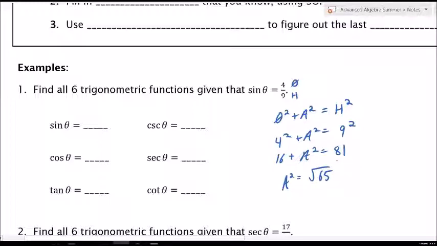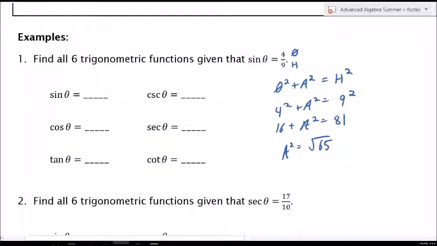So it's not divisible by 2, not divisible by 3. If we try dividing by 5, we get 5 and 13. Those don't break down. So A is just going to be that square root of 65 because we've taken our square root. So as I plug in O, we already know here our sine is 4 over 9.